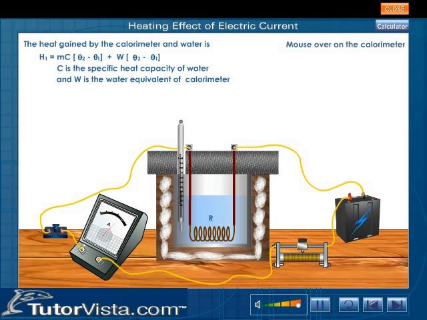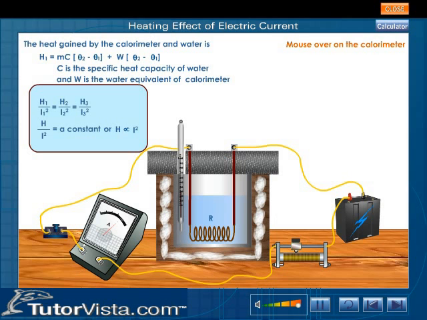He repeated the experiment for different values of current by varying the position of the slider of the rheostat and calculated the corresponding quantities of heat produced. He observed that H1 by I1 square is equal to H2 by I2 square is equal to H3 by I3 square. This means that H by I square is a constant, or H is directly proportional to I square.